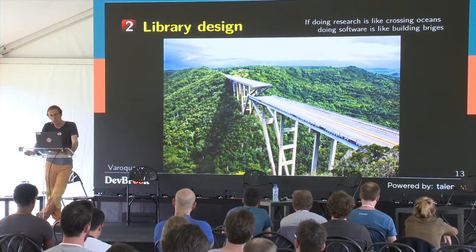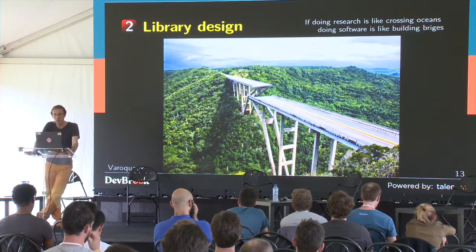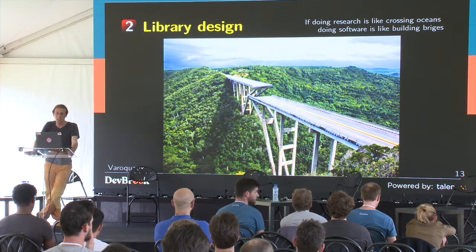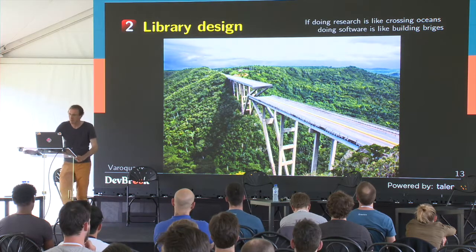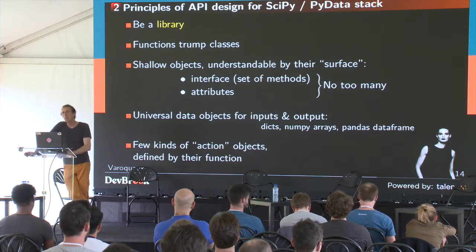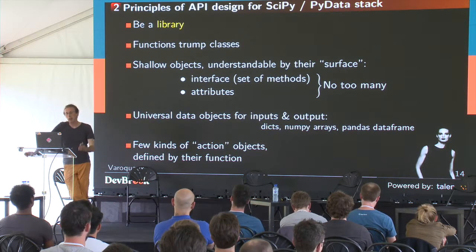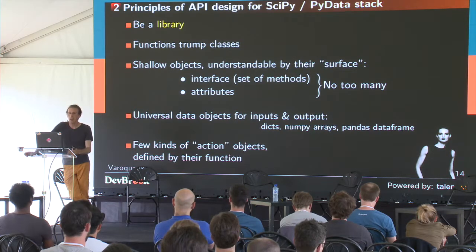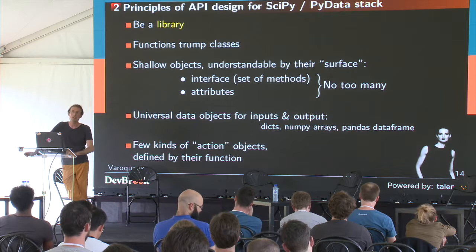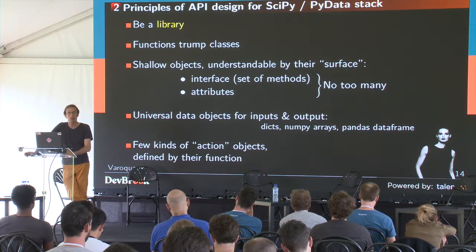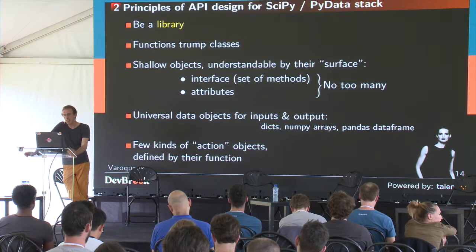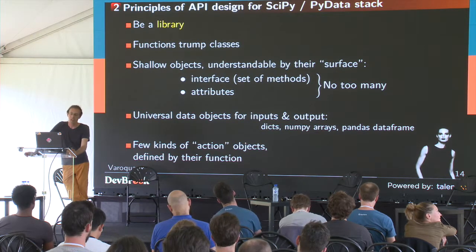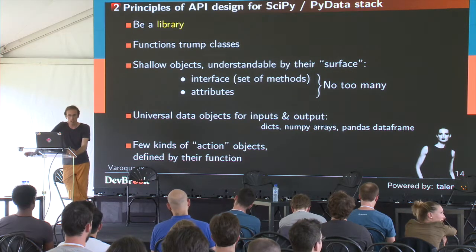And now I want to shift a bit to discussing library design and maybe discussing the things that we've learned doing scikit-learn. And I like to say that if doing research is like crossing oceans, doing software is like building bridges, and you can build bridges wrong, as you can see here. So why is it interesting to think about building libraries in the context of data science? Because I think those libraries should be a bit different than the libraries that you have in web or in other settings. And one of the things, for instance, that I'll claim is that functions are better than classes. And the reason is that they're more easily reusable in a context that they were not made for.